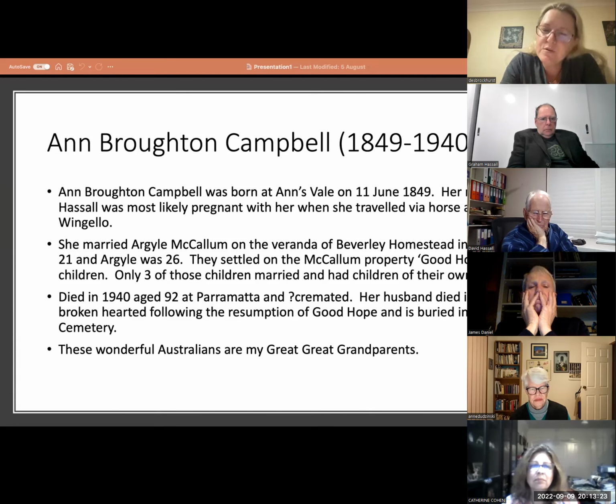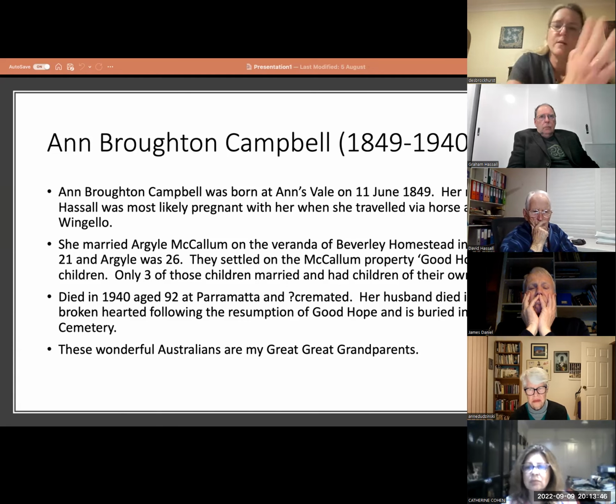I believe she was cremated, but I'm not 100% sure. Her husband died in 1912. He was brokenhearted, basically, following the resumption of Good Hope for the Murrumbidgee River Project, and he's buried in the Yass Cemetery. Funnily, I don't know why none of the family were buried at Burrawa. They all seem to go back to Yass. I think that's where the hospital was.